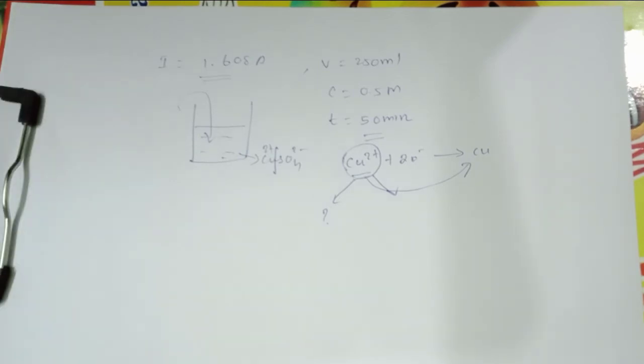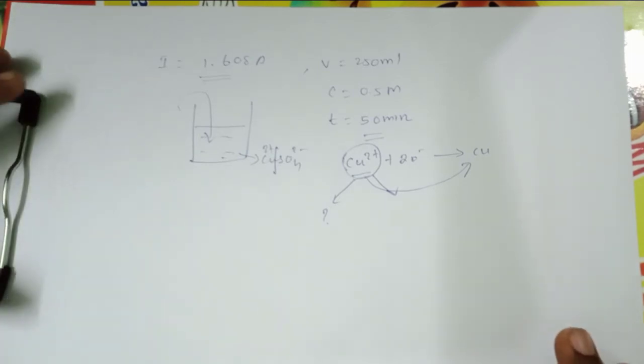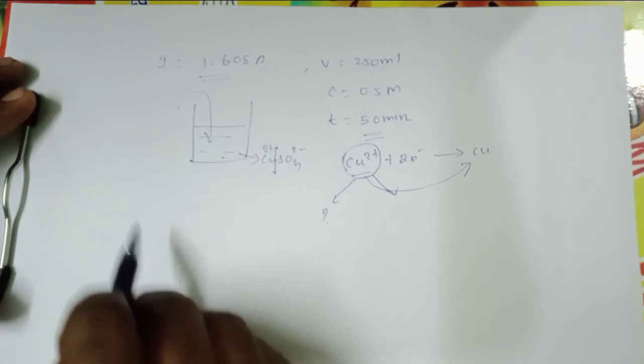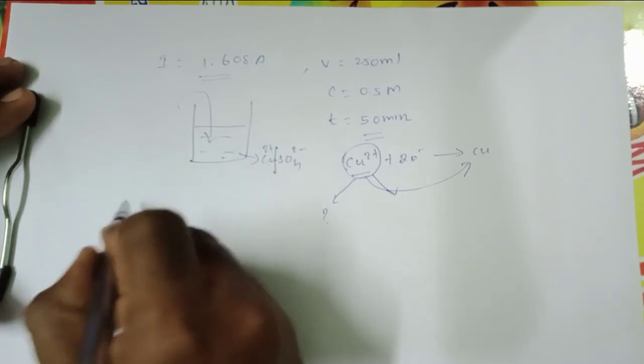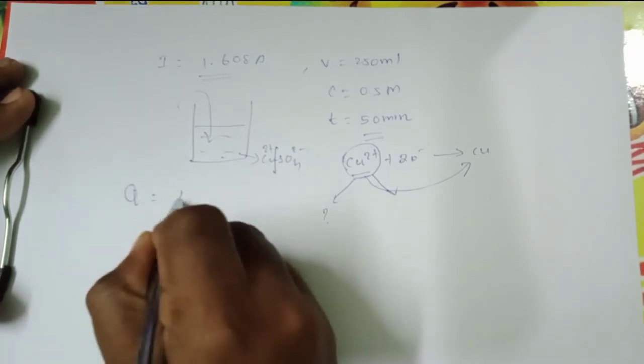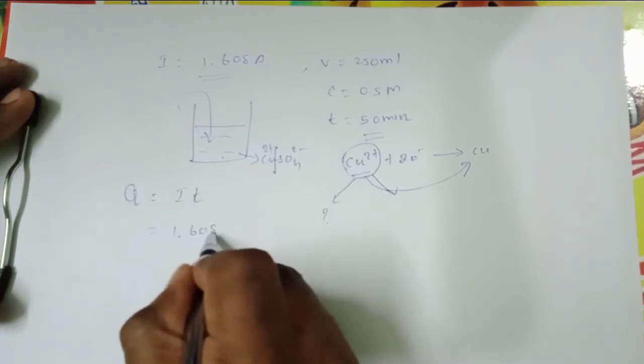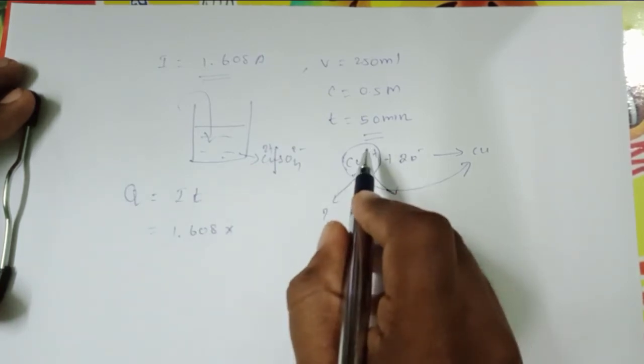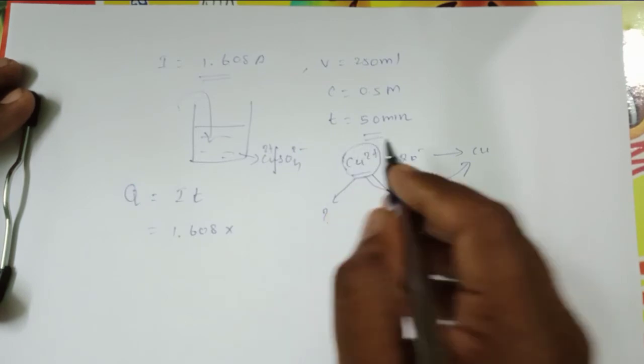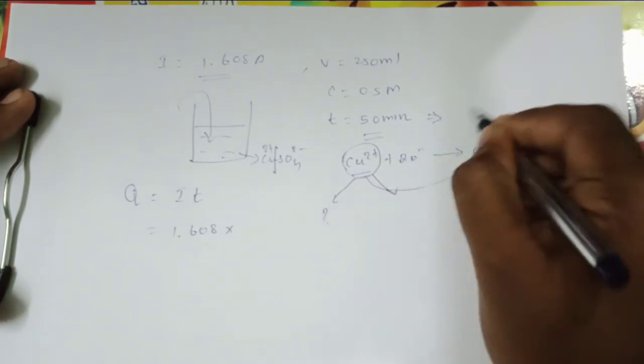Okay, so first of all, you should know the number of Faradays of electricity passed to the copper sulfate solution. How much Faraday of current is passed, that is Q. You know the formula Q is equal to I into T, where I is the current which is given as 1.608, and T is the time. Time is given as 50 minutes. We need to convert the 50 minutes into seconds.